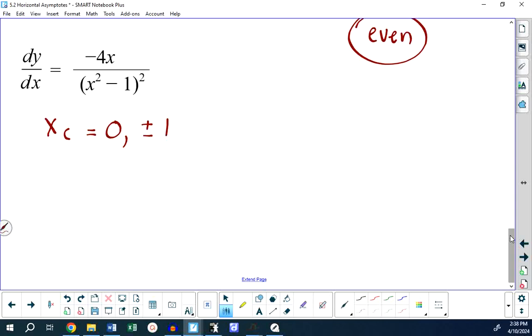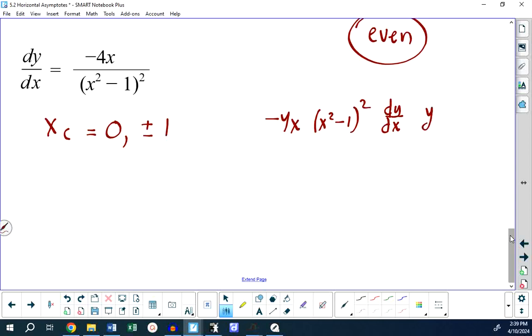Since it's even, we have to have critical values of x that are reflected horizontally from each other. You couldn't have a critical value of x of 1 and negative 1 and 0 and then have another critical value of x of 5 unless you had negative 5. When we set up our first derivative table, we'll put negative 4x, x squared minus 1 squared, dy dx, and then y.